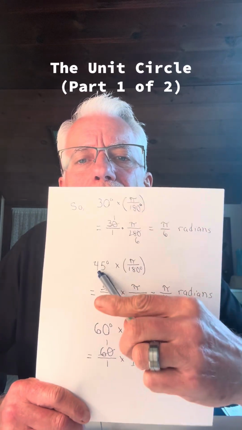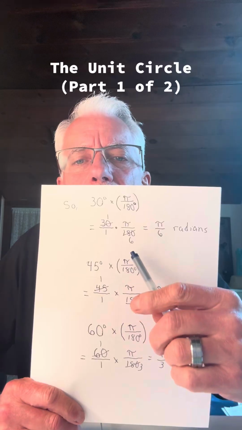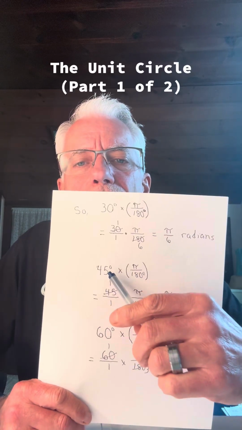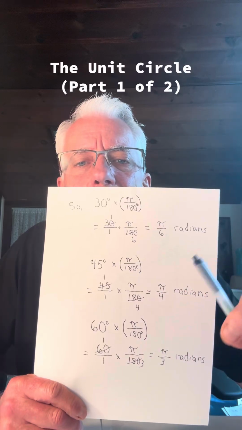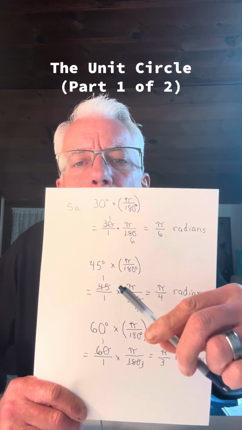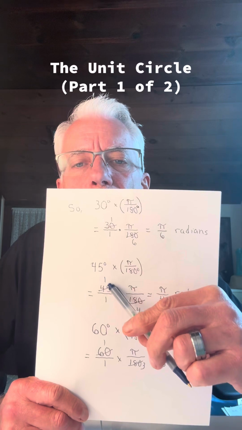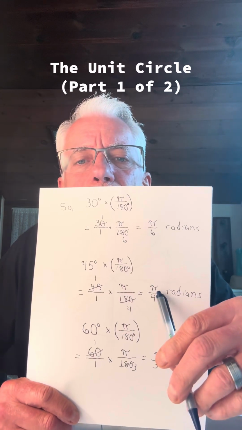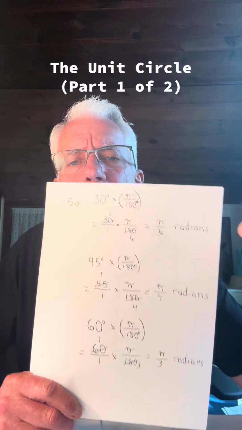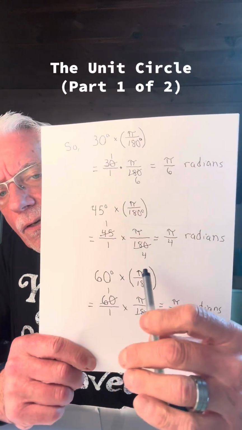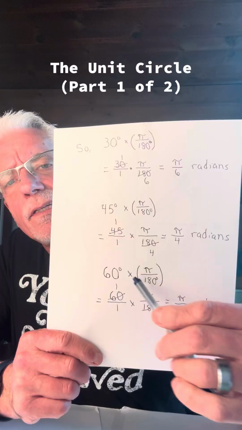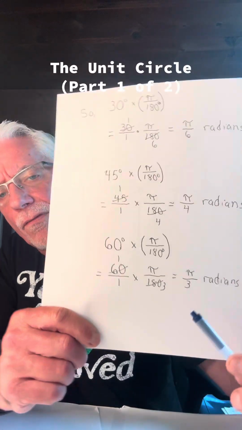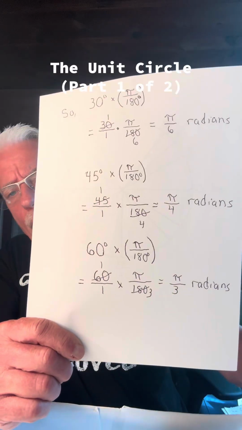So 45 degrees times 1, but my 1 is pi radians over 180 degrees. So 45 goes into 180 4 times. So I divided this into it once and into it 4 times. So 45 degrees converts to pi over 4 radians. And then 60 degrees times 1, 60 goes into 180 3 times. So 60 degrees converts to pi over 3 radians.